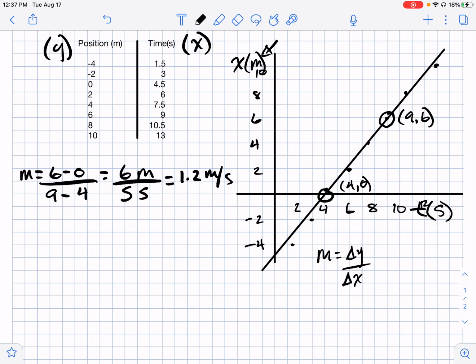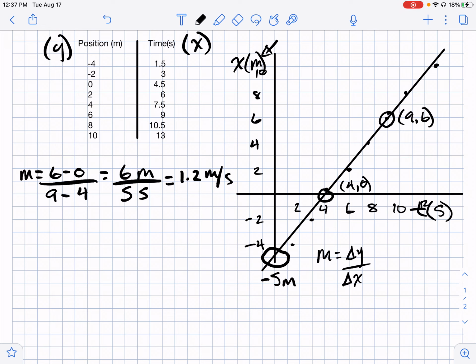Once you have your slope, the next thing you need to do is find your y-intercept. It looks like it goes through right here. That's almost -5, so we'll just call it -5 because it's pretty close. But it's not just -5, it's -5 meters. So we need to include the unit there.